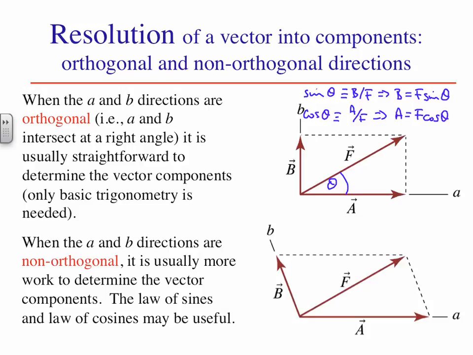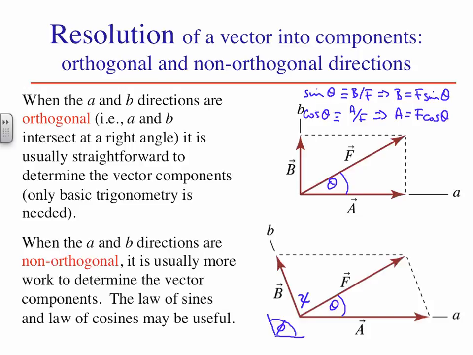Non-orthogonal decomposition may be a bit more work, but the laws of sines and cosines can be used to find the magnitudes of the component vectors. If we know the angle between the non-orthogonal axes, I'll call it phi, and we know the angle made by F with one of the axes, again I'll call this theta, then we can find all the angles in one of these triangles.